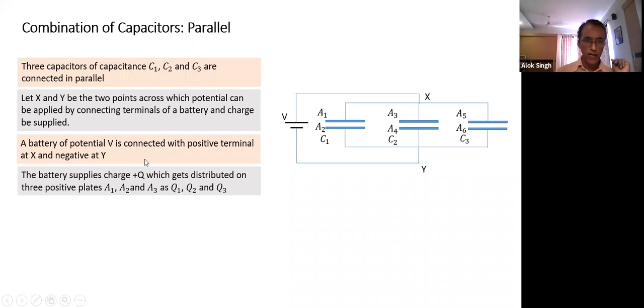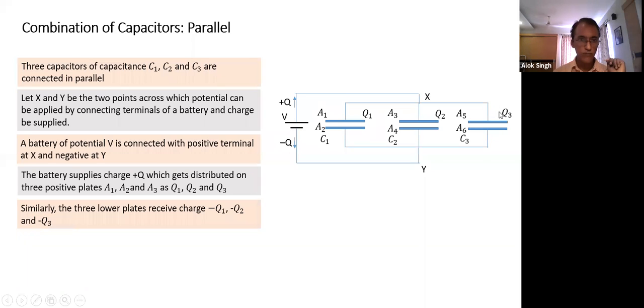So the battery supplies charge plus Q, which gets distributed on the three positive plates as Q1, Q2, and Q3. We are tracking one side only. The same story will repeat on the other side. The negative plates will receive the same amounts. If this is Q1, the other one has to be minus Q1, minus Q2, minus Q3, because the net has to be 0 and charges on opposite faces are equal and opposite.